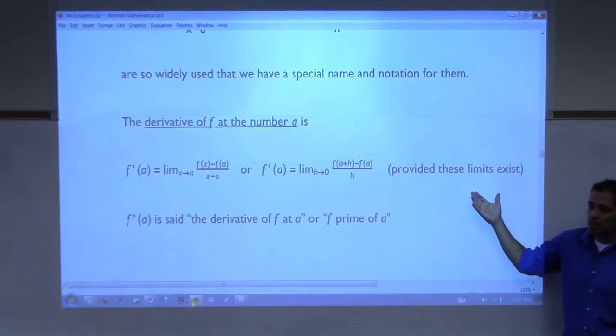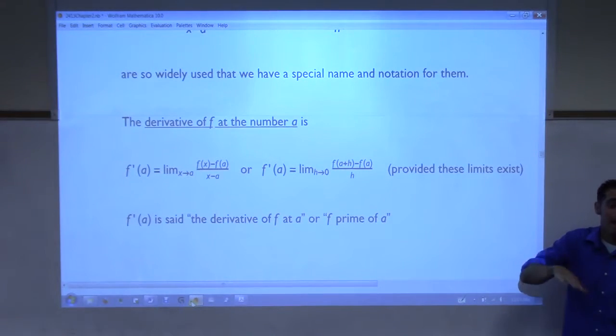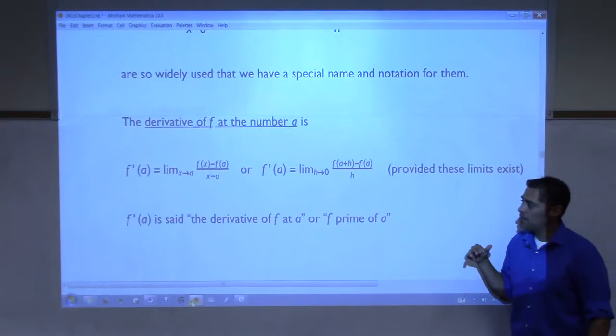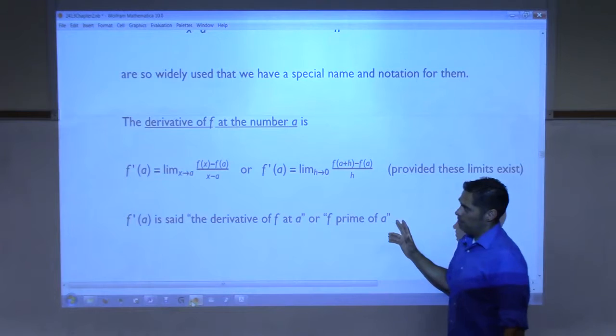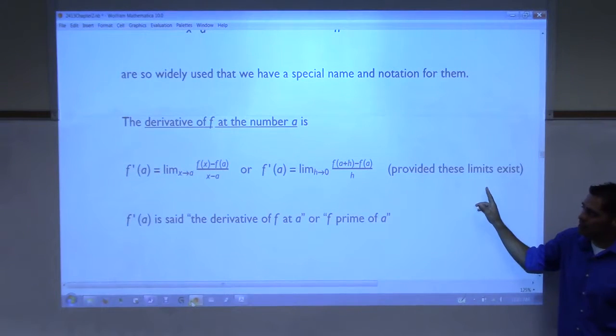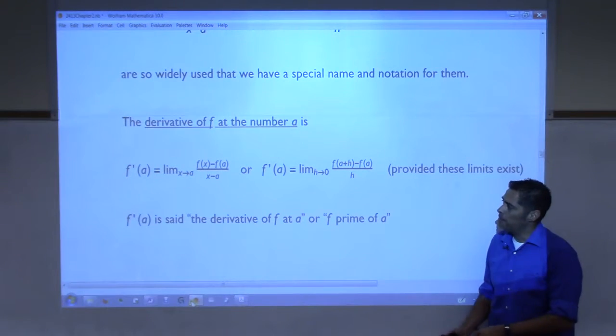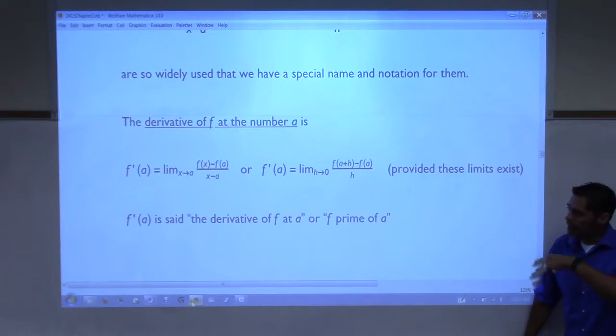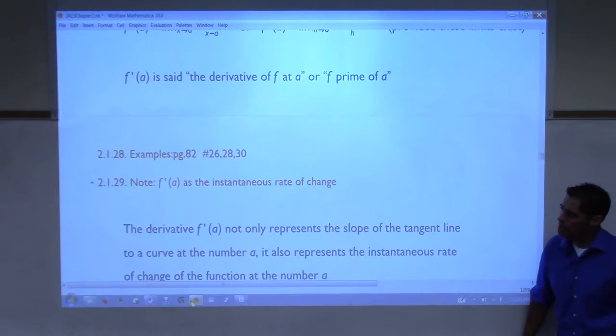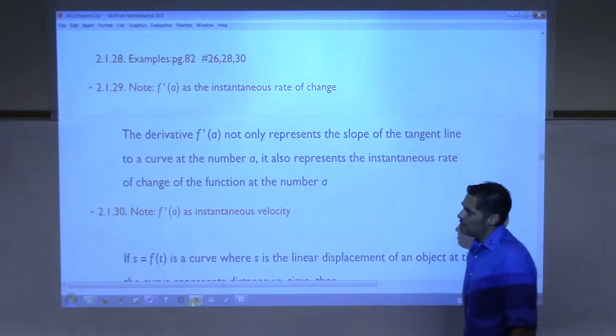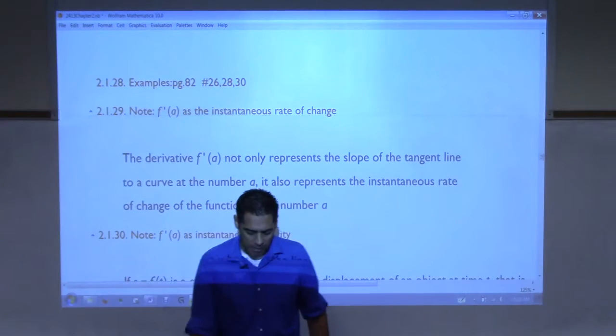Sometimes we get DNE. It hasn't happened yet when we were trying to find slopes of tangent lines, but it could. So provided that the limit exists, the derivative at A is just this limit. And there are two other ideas we need to walk away with in this section.